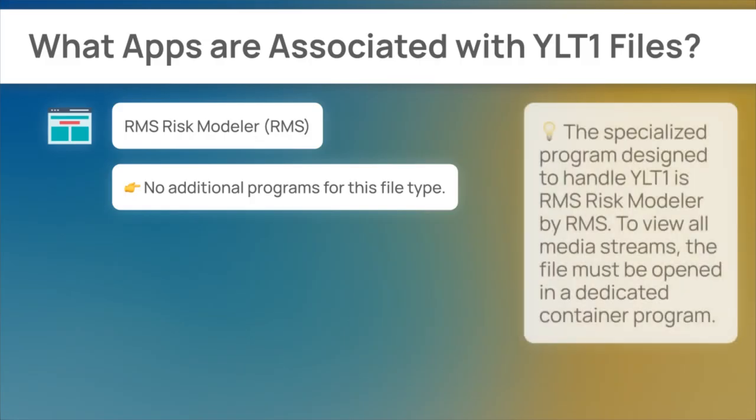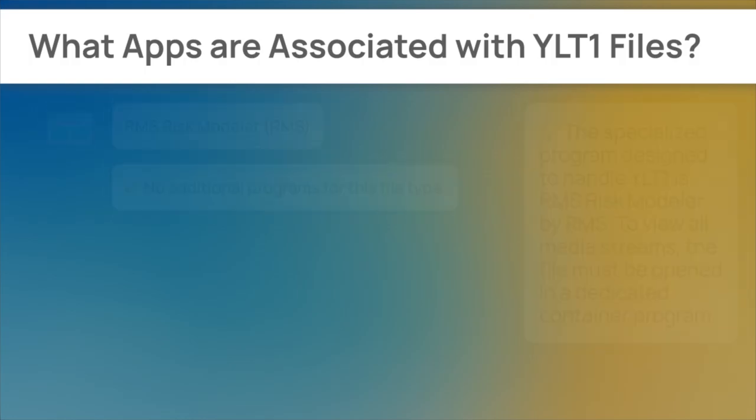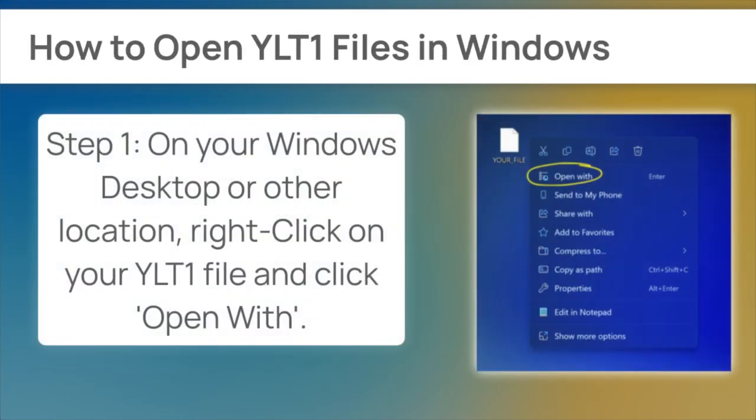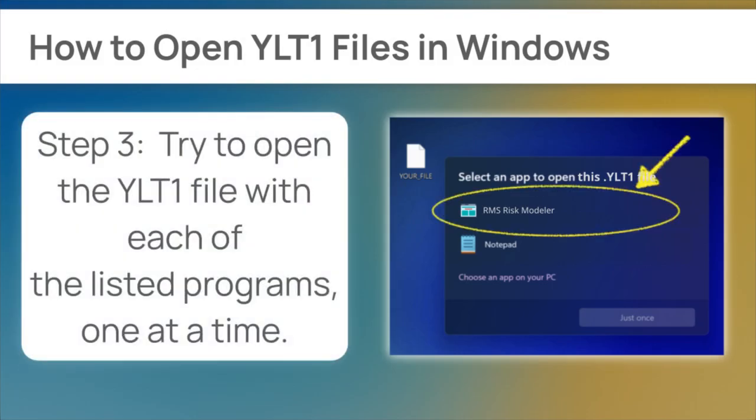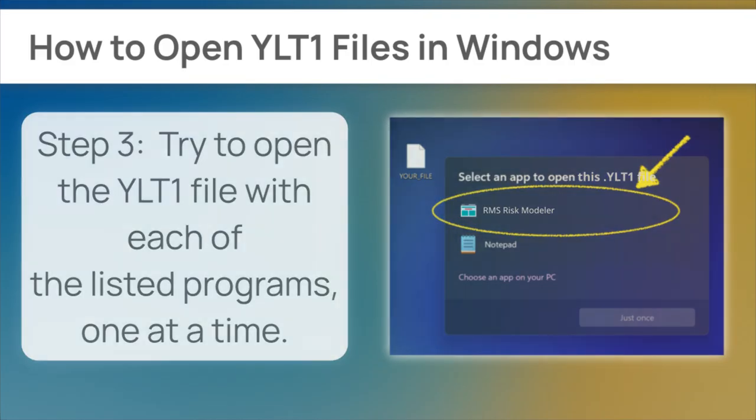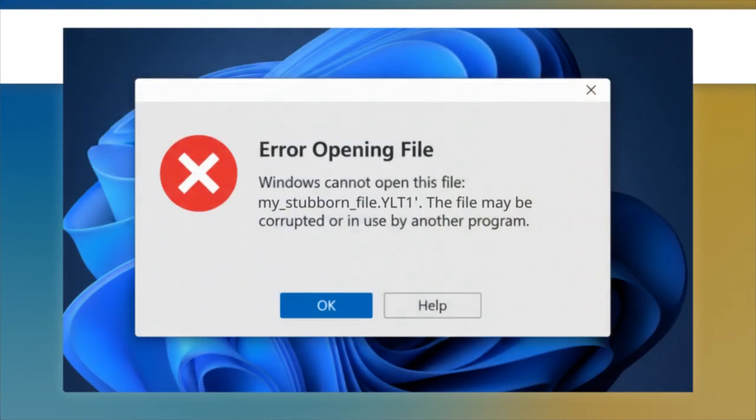To view all media streams, the file must be opened in a dedicated container program. Windows may show minimal previews, but full visibility requires compatible programs. Your first step in the technical sequence, right-click the YLT1 file and choose Open With. Use RMS Risk Modeler as your first test case. If it fails, choose another program immediately. If the YLT1 file still will not open, there is no need to stress.